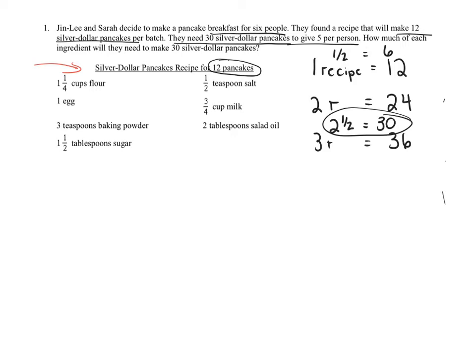First, let's find the flour. We know that flour is 1 1/4 cups for one recipe, but we need it 2.5 times. So we are going to have to multiply this by 2.5.